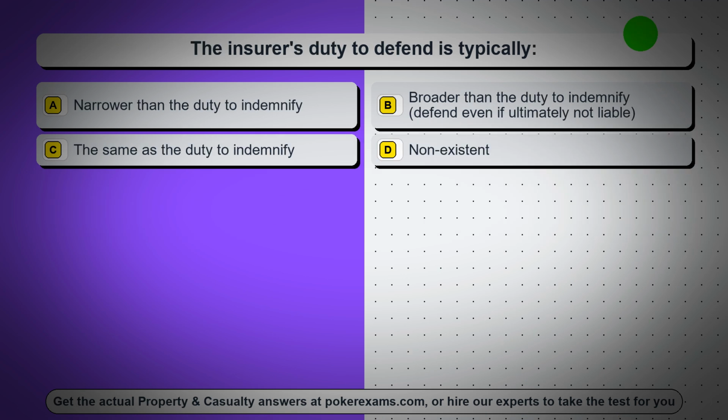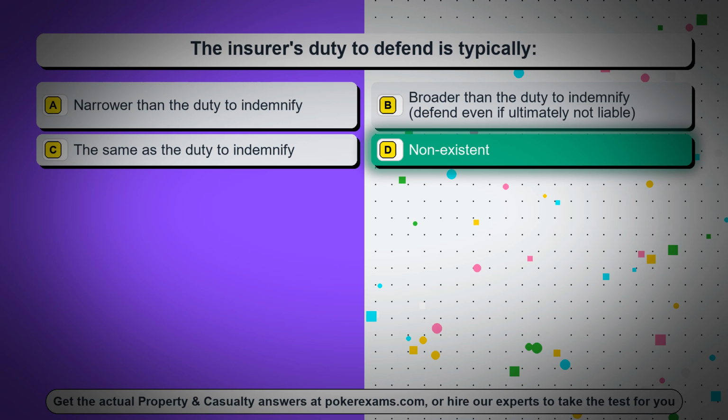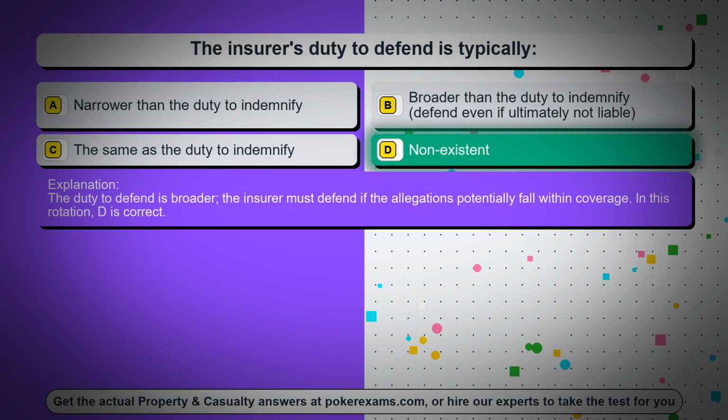Question 98. The insurer's duty to defend is typically option A, narrower than the duty to indemnify. Option B, broader than the duty to indemnify, defend even if ultimately not liable. Option C, the same as the duty to indemnify. Option D, non-existent. The correct answer is option D. Non-existent. The duty to defend is broader. The insurer must defend if the allegations potentially fall within coverage. In this rotation, D is correct.